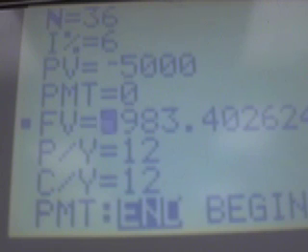That's basically how we're going to be using the calculator in this chapter. There may be some other little things that you want to ask about along the way. Feel free to contact me if this is confusing.